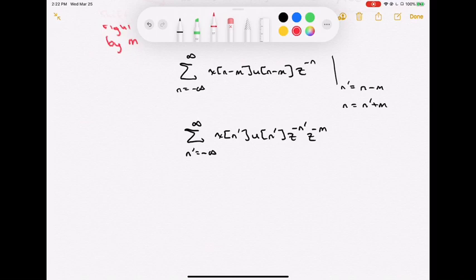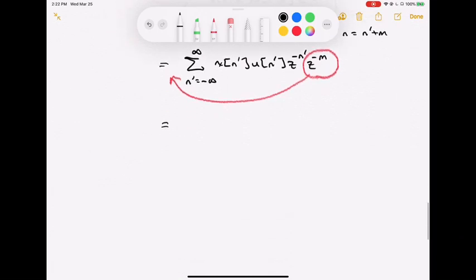There is one term here that we should be able to do something with. There's the z to the minus m term, right? That is not a function of the sum variable n prime, and as a result can be brought outside of the sum. And so I know that this whole thing just becomes z to the minus m, and then I've got everything left over. The things left over is just by definition the z transform of x[n] u[n], which we said was X of z, and now we finished the proof.